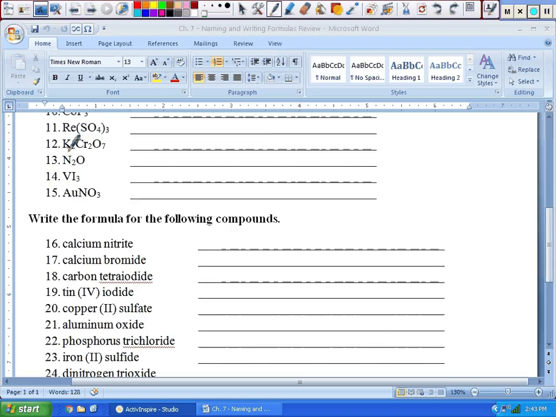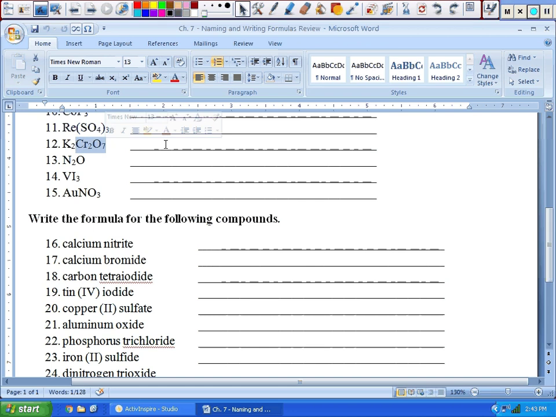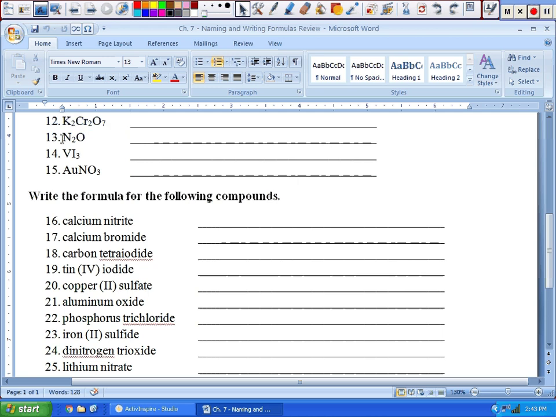All right. Number 13 is dinitrogen monoxide. Dinitrogen monoxide. My apologies. Number 12. Potassium. And what's that funky polyatomic? Dichromate. That's one of your only exceptions to the whole prefix rule because that's just the name of that thing. You can't change it because is there such thing as just chromate? And that's not just chromate. That's dichromate by name.